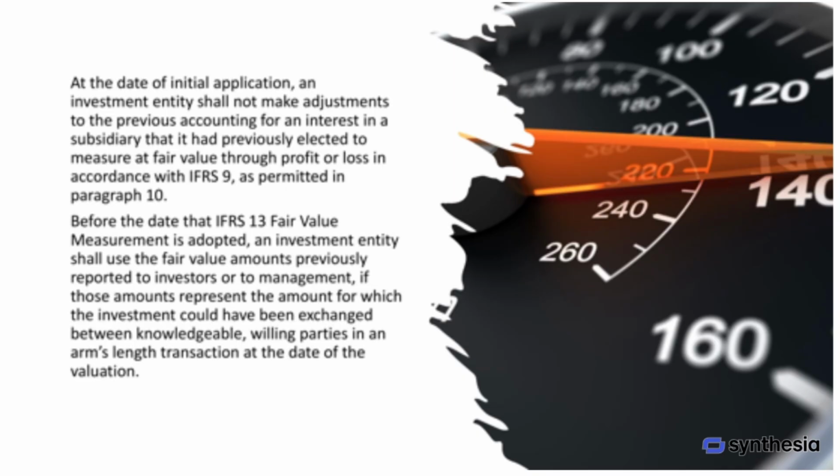At the date of initial application, an investment entity shall not make adjustments to the previous accounting for an interest in a subsidiary that it had previously elected to measure at fair value through profit or loss, in accordance with IFRS 9, as permitted in paragraph 10. Before the date that IFRS 13 Fair Value Measurement is adopted, an investment entity shall use the fair value amounts previously reported to investors or to management if those amounts represent the amount for which the investment could have been exchanged between knowledgeable, willing parties in an arm's-length transaction at the date of the valuation.